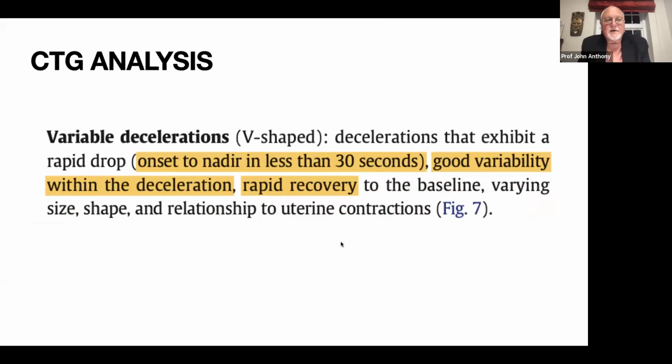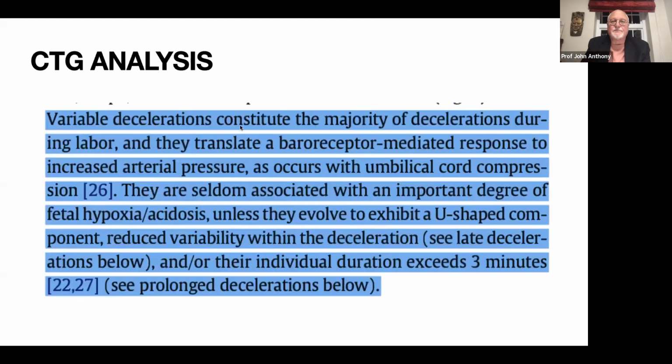Now, the most frequent decelerations that you're going to see during the course of a labor are variable decelerations. These are decelerations with a rapid drop from the onset to the nadir in less than 30 seconds, good variability within the deceleration, and a rapid recovery to the baseline, which vary. The morphology of each deceleration varies in relationship to one another, and also in the temporal relationship to the contractions that provoke them. In other words, they don't look quite the same, although the general structure of each deceleration is the same.